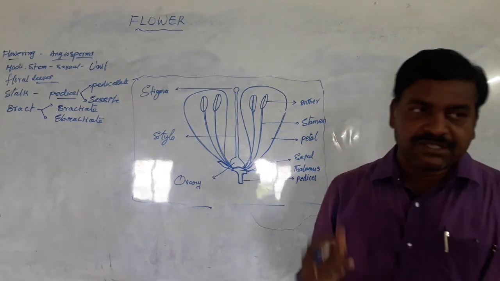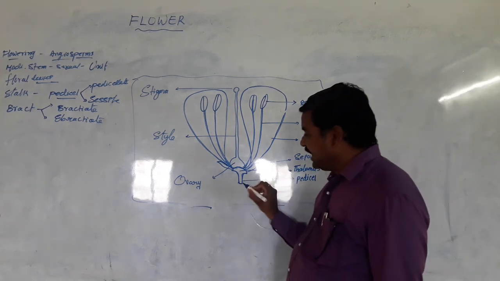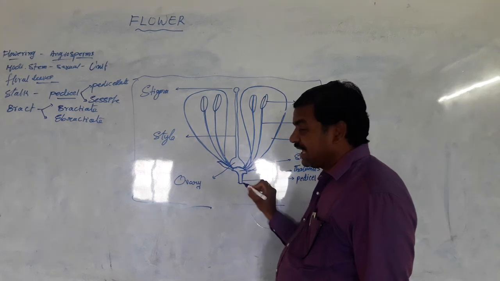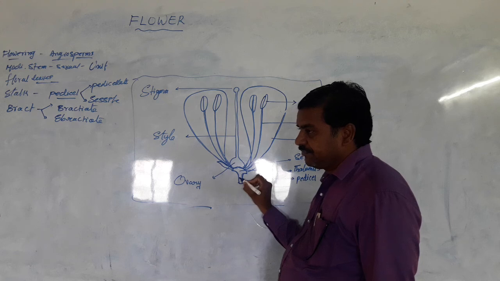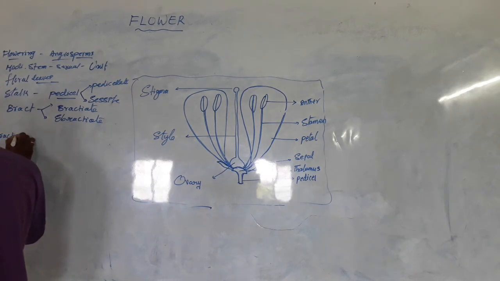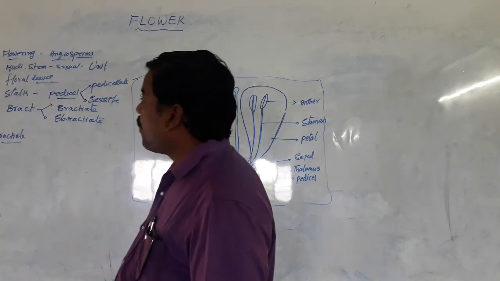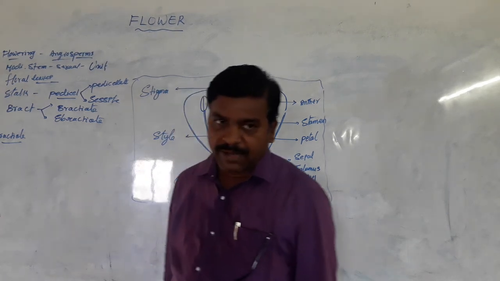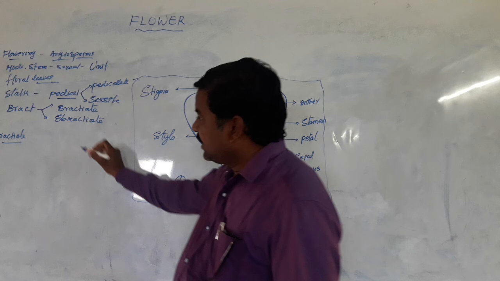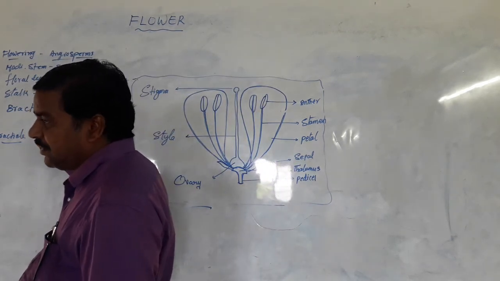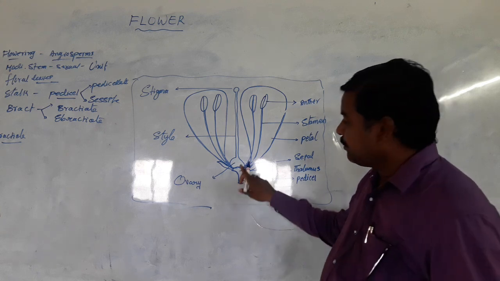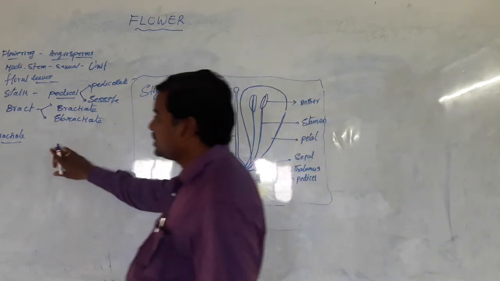Similarly, in some flowers, not in all flowers, the same bract-like structure may be present on the surface of the pedicel. That is called a bracteole. Very, very important. What is the difference between bract and bracteole? Only one difference. Structurally both are similar, but positionally they are different. If it is present at the base of the pedicel, it is called a bract. When it is present on the surface of the pedicel, it is considered a bracteole.